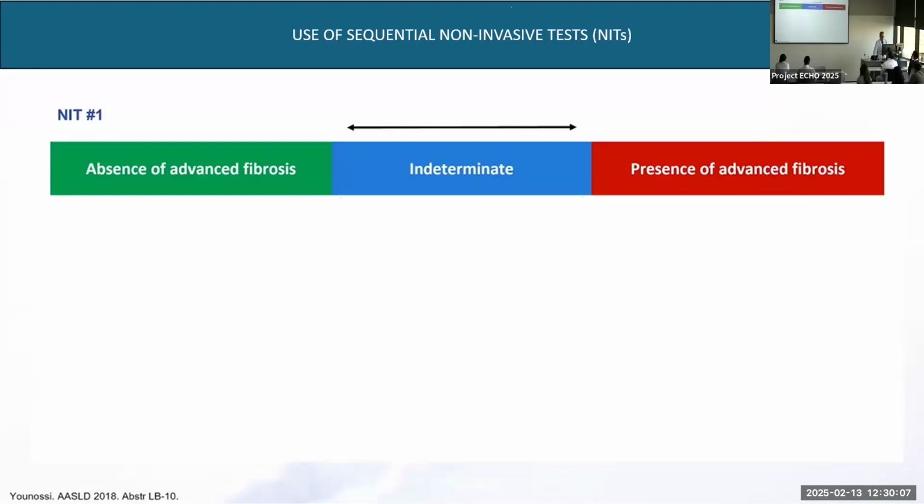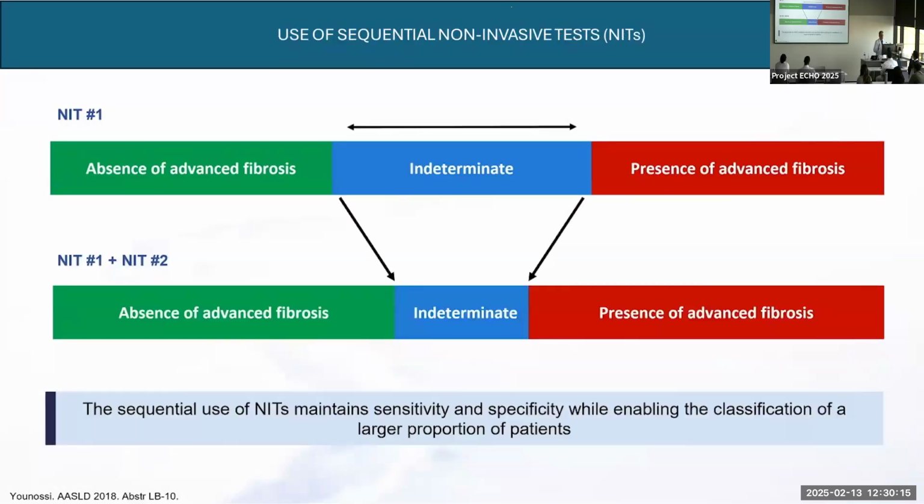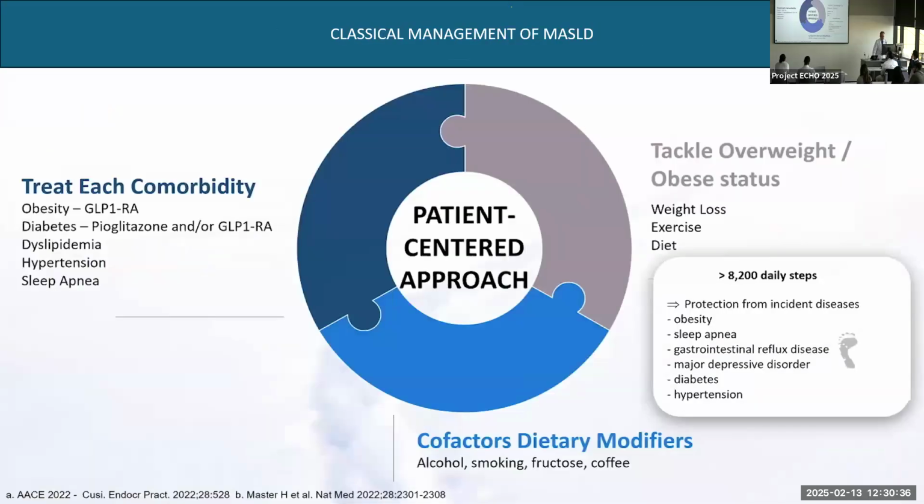As you see, for every non-invasive test, we have an indeterminate region here. If we use more than one, then you can squeeze that indeterminate area and increase both the negative predictive value and the specificity. Like if you combine FIB-4 with VCTE, meaning FibroScan, then the result will be much more appropriate and accurate.